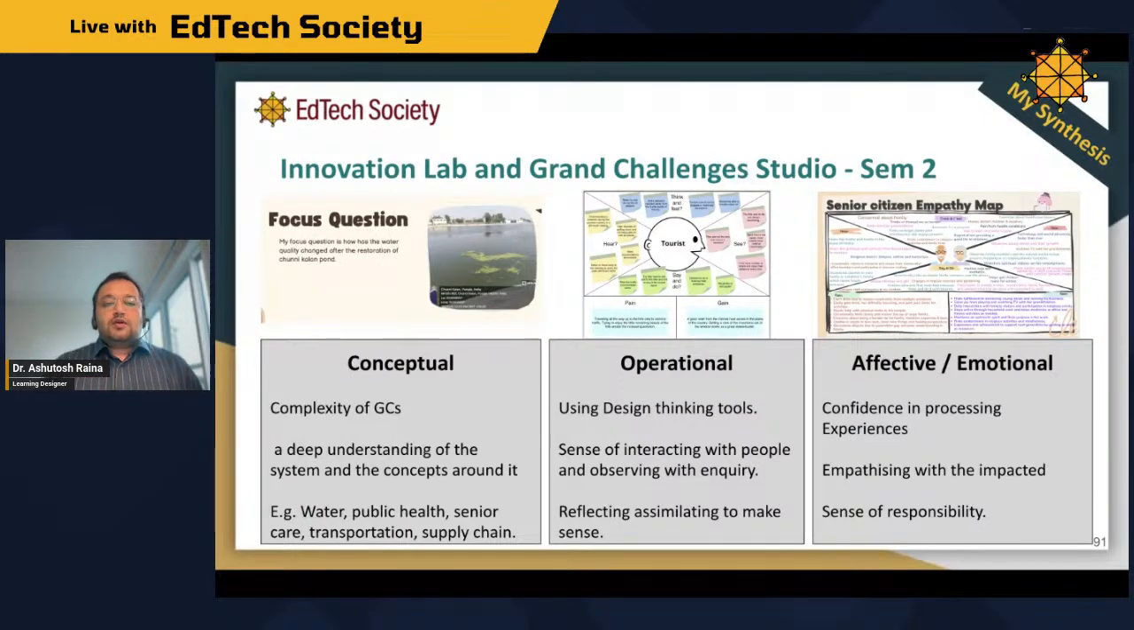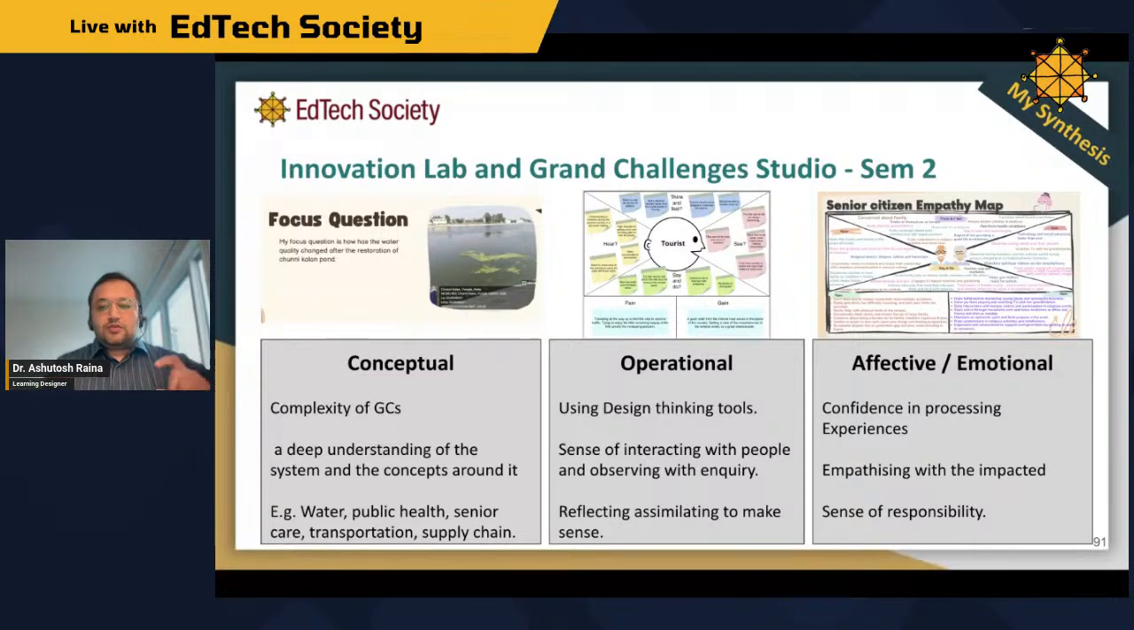The ones you see on top are some examples of focus questions that they worked on when they were doing their individual observations.